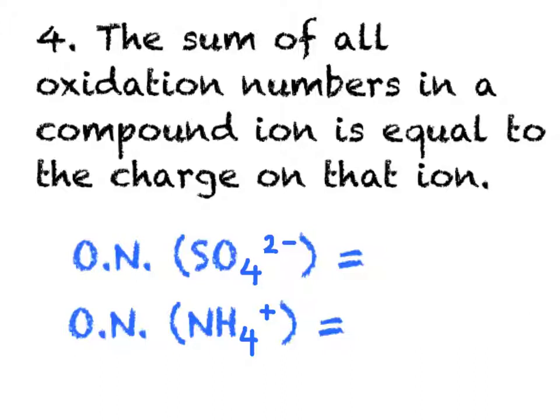So for a sulfate ion, because it's got a charge of 2-, the sum of the oxidation numbers in the sulfate ion is going to be minus 2. The sum of the oxidation numbers in the ammonium ion, because that's got a charge of positive 1, is going to be plus 1.